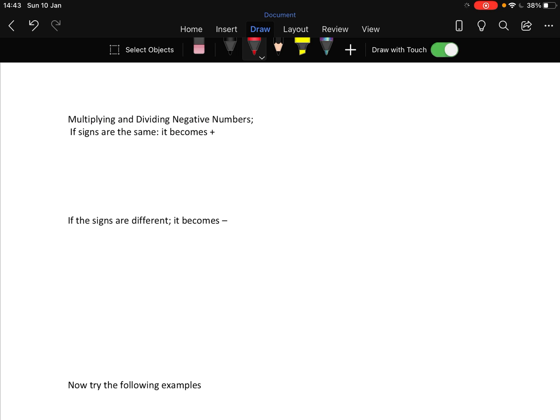Right. So what do we say here? If the signs are the same, it becomes a positive number. Okay? So again, write out this sentence. This whole sentence needs to be written out. So if the signs are the same, it becomes positive. Write out that sentence, but underline the word same and the positive. So if the signs are the same, they both become plus. All right? So what do we mean by that?